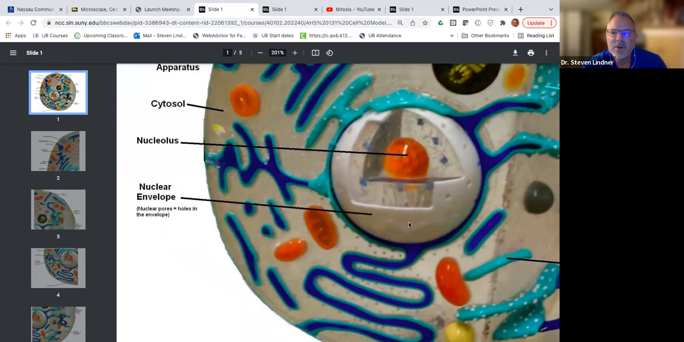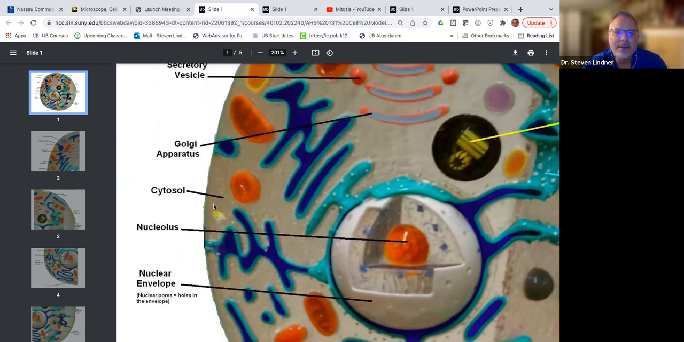Okay, we went over the nuclear envelope that has the nuclear pores. The clear section, the translucent area, is the nucleus that has the genes. It contains the DNA. And we have the nucleolus, which is where your ribosomes and ribosomal RNA is produced. And it pushes it out through the nucleus, out through the nuclear pores. The clear section is the cytosol.